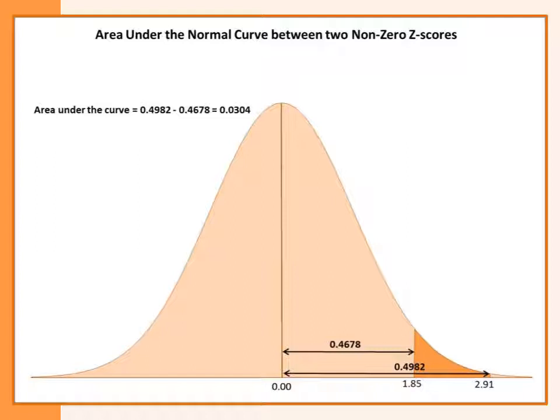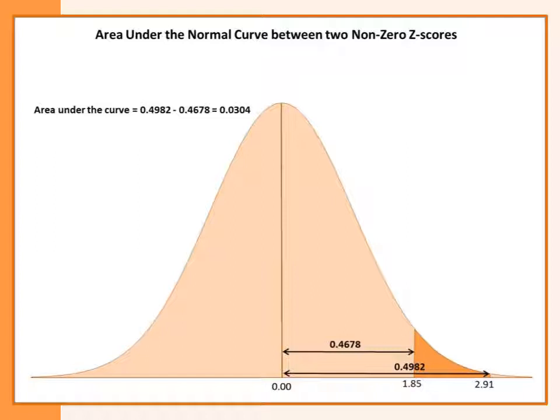Placing both z-score values onto the normal curve, we see that both fall up towards the upper tail of the standard normal curve. An area of 0.4678 falls between the mean of 0 and a z-score of 1.85, and an area of 0.4982 falls between the mean of 0 and a z-score of 2.91.